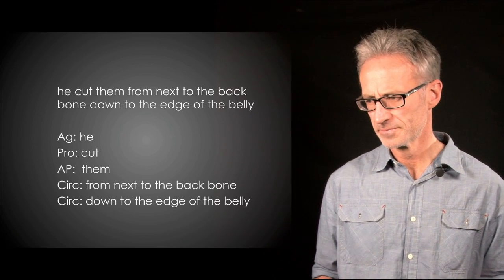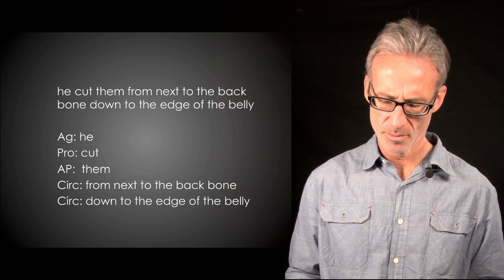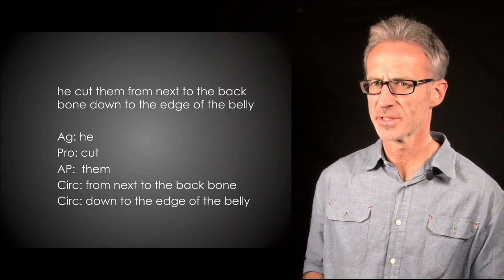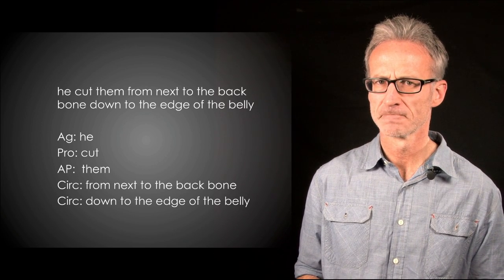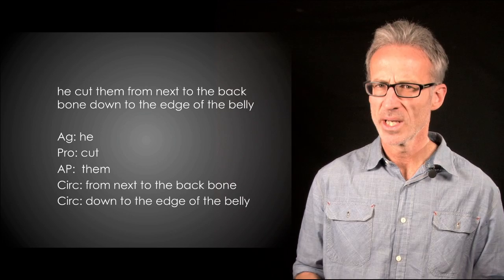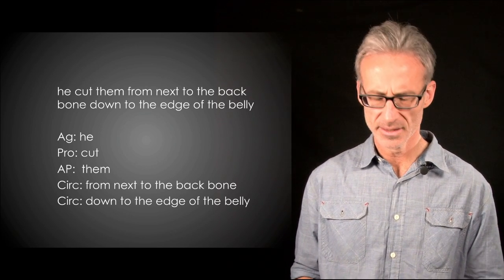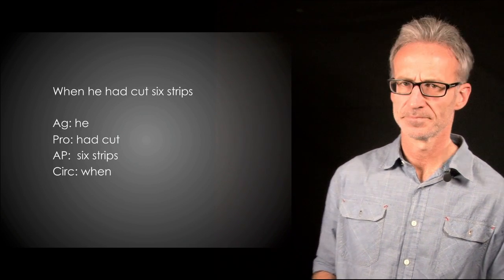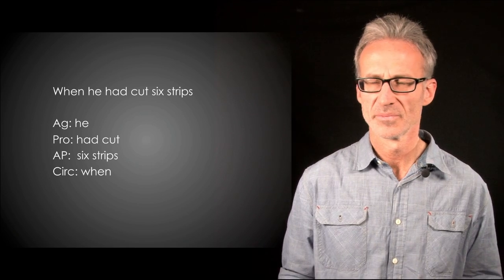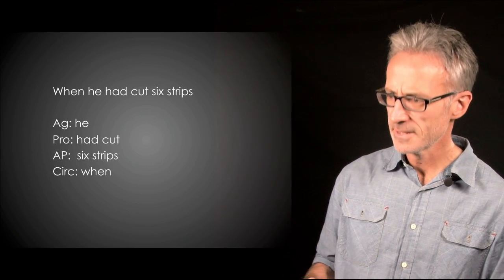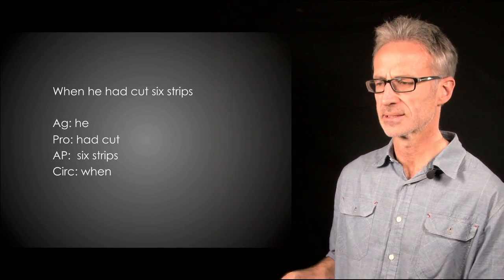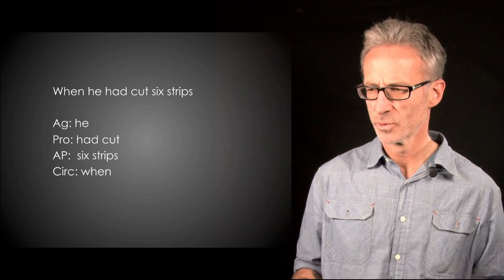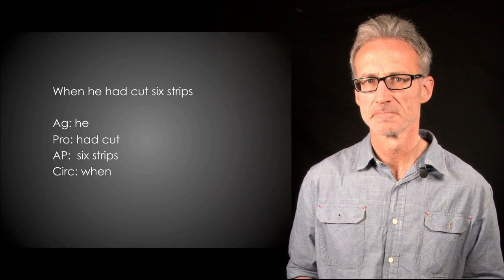Now there's always room for a little bit of debate about some of this, and some people might include "down" there as actually part of the process. But don't worry about that. I've got it here as prepositional phrases. Pretty sure I'm right about that. Generally, the circumstances are always either adverbs or prepositional phrases, and that's an easy way to identify them. Okay, another one, simple one. When he cut the strips. Okay, agent is he, the process is had cut, okay, not just cut. Affected participant there are the strips, and when figures there as a circumstance.